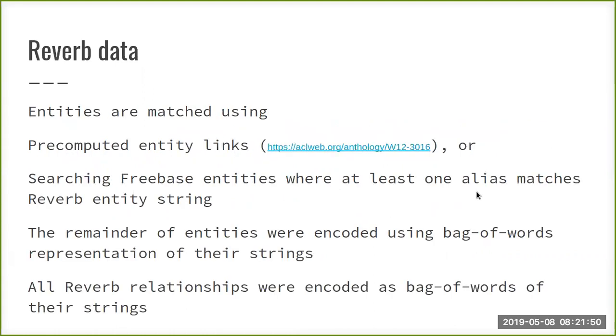For ReVerb data, they first precompute some entity links, which they do not really elaborate on how exactly they do. But I would assume that it's related to the similarity of bag-of-words representation. Well, they would actually look at the entities and try to match the entities directly, and then just link them.